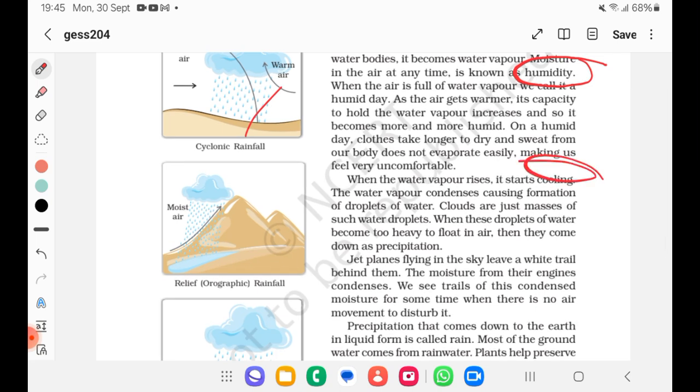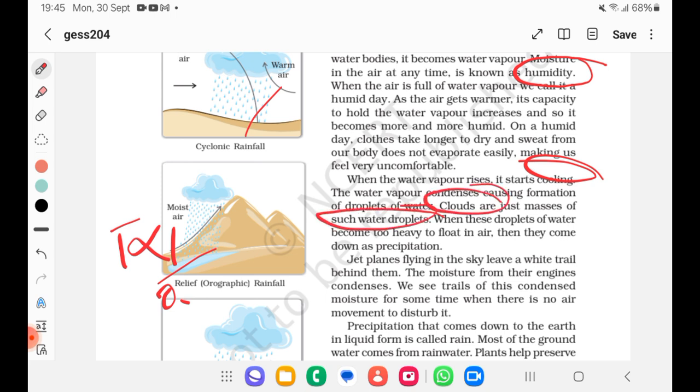When the water vapor rises, it starts cooling. As we have seen, temperature is inversely proportional to altitude, right? So when the water vapor rises, it starts cooling. The water vapor condenses, causing formation of droplets of water. Clouds are just masses of such water droplets. So these are formed as clouds.